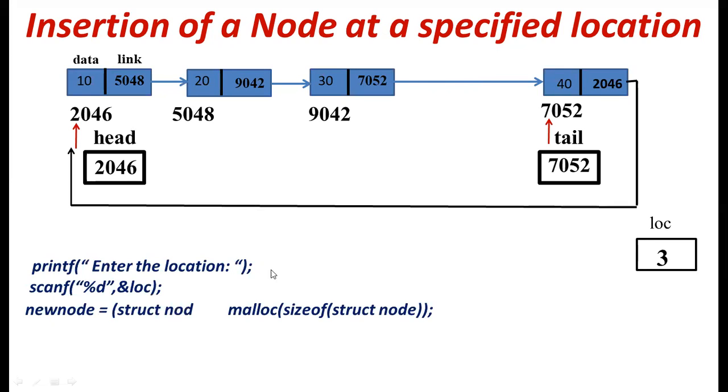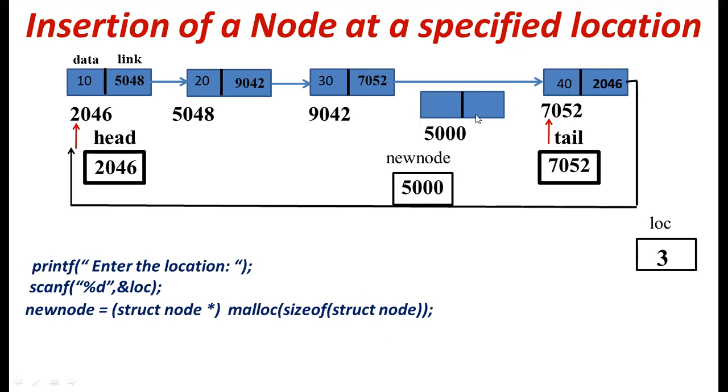So let us first create the new node by using the malloc function, and that we are assigning to new node. Suppose at the address 5000 it got created. Now what we have to do? We have to give the values. Node got created. Now this node we have to insert in between these two nodes. Now the values need to be given.